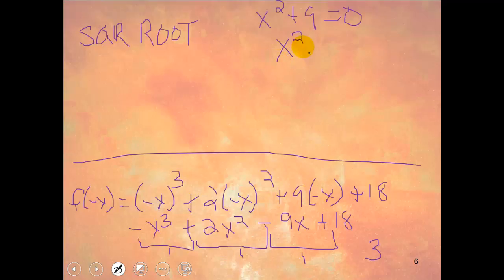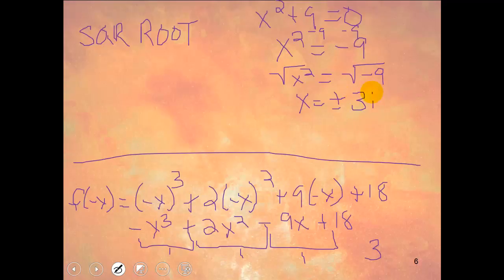So this says x squared equals negative 9. I subtracted 9 from both sides. Now I'm going to take the square root of both sides. And then I get x is equal to, I have a negative radicand, so that means I'm going to have an i, and then the square root of 9 is 3.